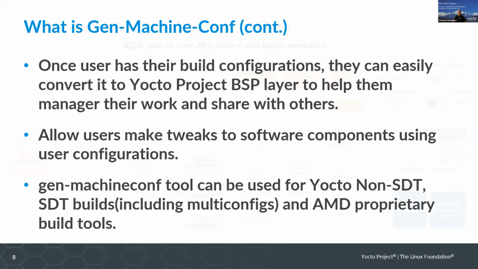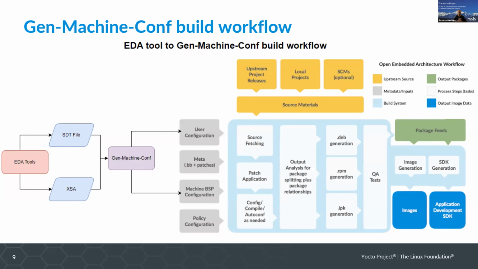All right, here is the Gen-Machine-Conf build workflow. The vendor specific flow has the EDA tool. The output of the EDA tool can be a system device tree file, or an XSA file in the case of AMD FPGA. Those files can be input to the Gen-Machine-Conf tool, and that tool will use a lot of Tcl scripts, Python scripts, and other JSON files, and it generates the user configuration and the machine configuration files. Once these machine configuration files are generated, the user can use the normal Yocto project workflows to build and generate any images.